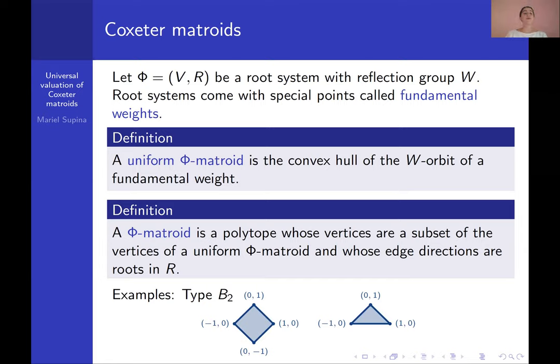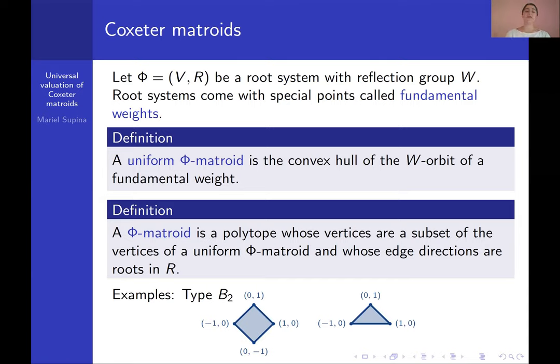So I defined a uniform Coxeter matroid, and now I'm going to define a Coxeter matroid to be a polytope whose vertices are vertices of a uniform Coxeter matroid, some subset of the vertices, and the edge directions have to be roots in your root system. So here are two examples in type B2. The left example is a uniform matroid in type B2. Here I took the point (1, 0), and I reflect across all of the possible hyperplanes that you have in B2, and I get this diamond shape.